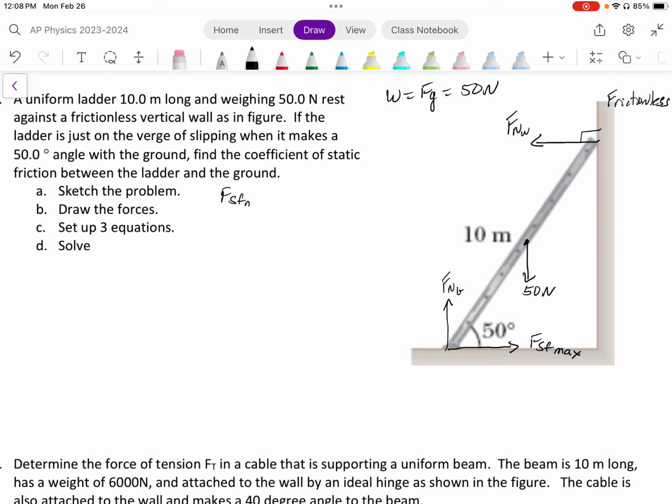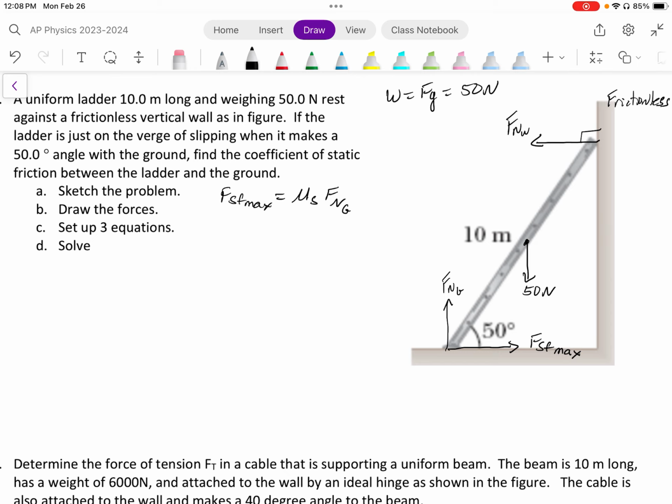So let's refresh our memory. When force of static friction is at its max, it is equal to force normal times coefficient of static friction. Now, which force normal? Well, it's related to the ground and the ladder's material, so we are going to use force normal of the ground. Why would we use force normal from the wall? There was no friction at that point, okay?